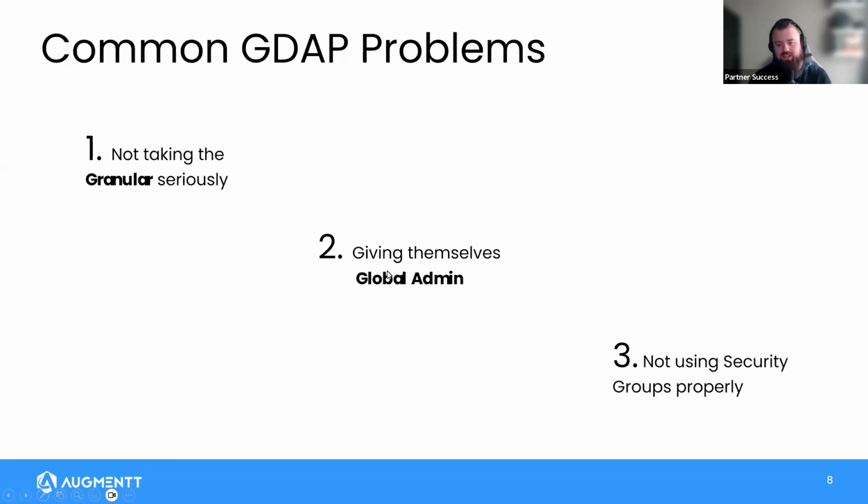That ties into the second one, giving themselves global admin. Microsoft really doesn't want the MSP space having global admin roles on their relationships. They make that clear by having it so that when the relationship is requested, you can't auto extend the relationship if you include global admin. If you don't include global admin and you use a more granular list of roles, then that's not a problem. You can auto extend that.